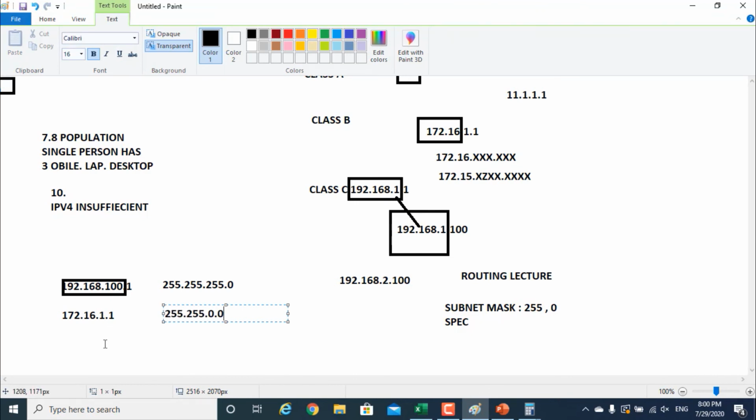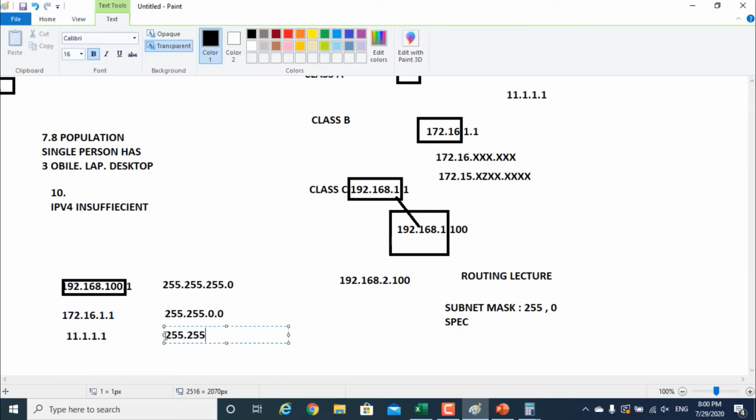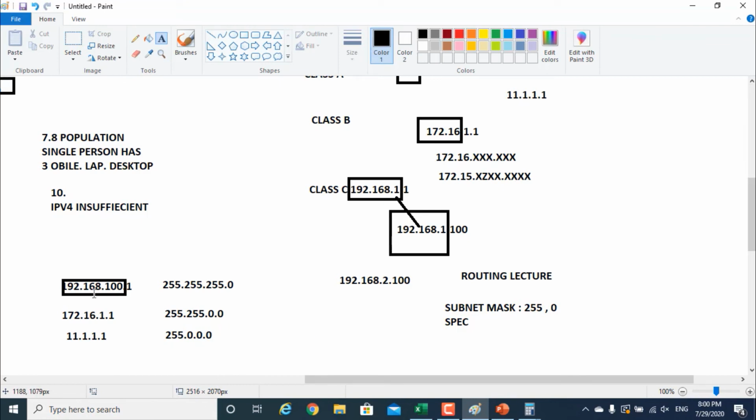255.255.0.0. And for example, let's say 11.1.1.1. So the subnet mask for class A is 255.0.0.0. It's already predefined. Now if you notice, in class C the first three portions are our network. So wherever that's the network ID, that is 255, and wherever that's the host portion, that is 0. Are you noticing it? Yes.